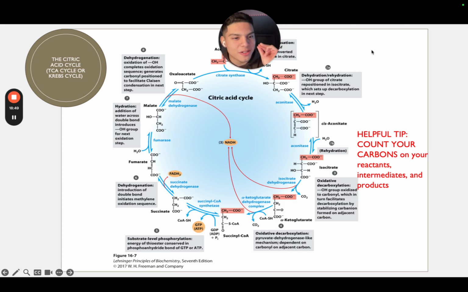And a helpful tip is to count your carbons on your reactants, intermediates, and products. That way you understand where they're coming from and where they're leaving. Was it from a previous cycle? Was it from the same? And I'll break that all down in a little bit.